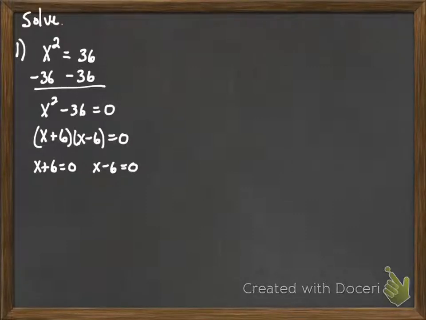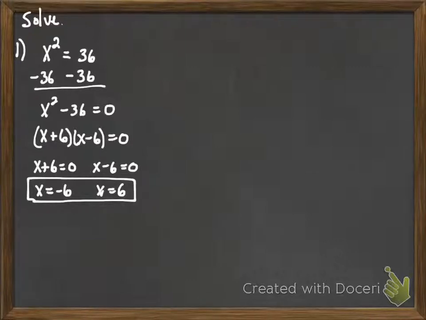Here we have the equation x plus 6 equals 0. So we subtract 6 from both sides. We get x equals negative 6. We have x minus 6 equals 0. Add 6 to both sides. We get x equals 6. So we get our solutions: x equals negative 6 and x is equal to 6. So that's our first example here of solving by factoring in this video.